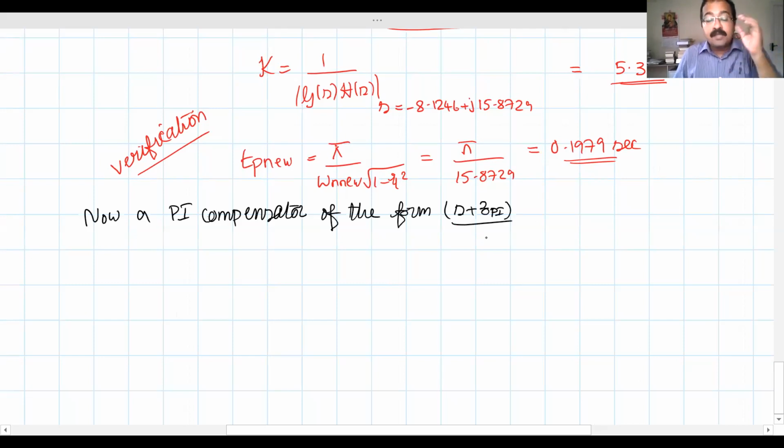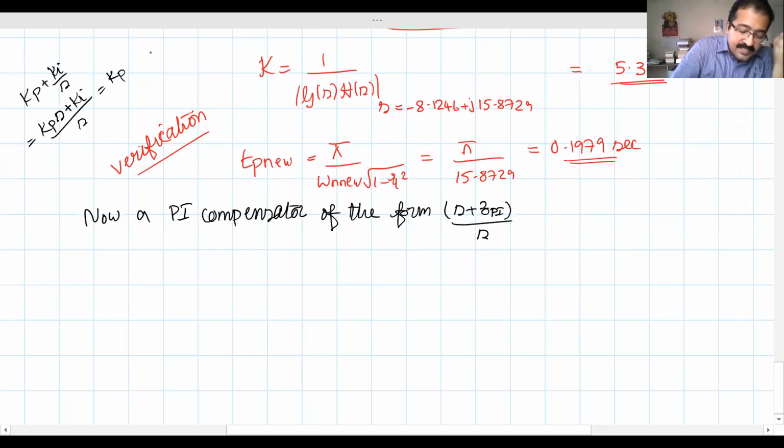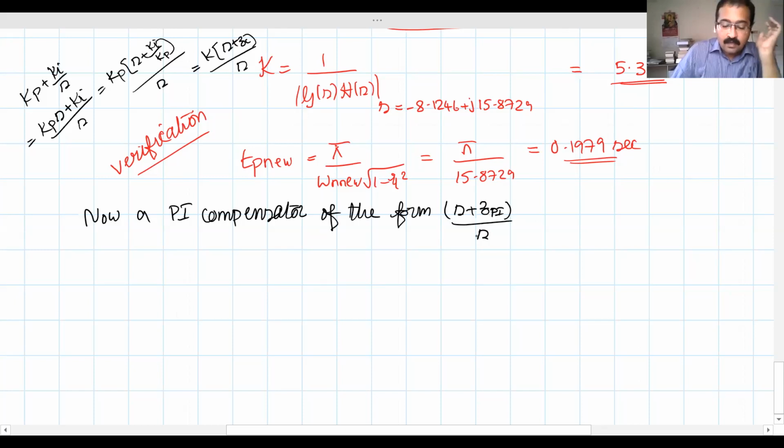Keep in mind, PI compensator means what? Kp plus Ki by S. Okay, if you take the LCM and solve, you will get Kps plus Ki whole divided by S. Take Kp outside, you will get Kp into S plus Ki by Kp whole divided by S. So I can write this as K into S plus Z C divided by S. Okay, that's this form here. So K, I am taking it along with the plant now.